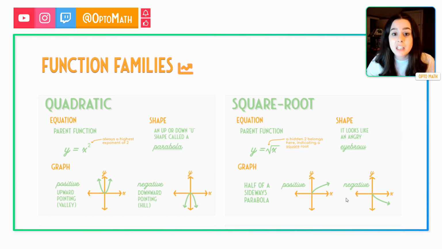What a square root really is, is half of a sideways parabola. So it's like if you took this quadratic, chopped it in half on its symmetry line, like take this and only take this piece, and then you tilt it, put it on its side.